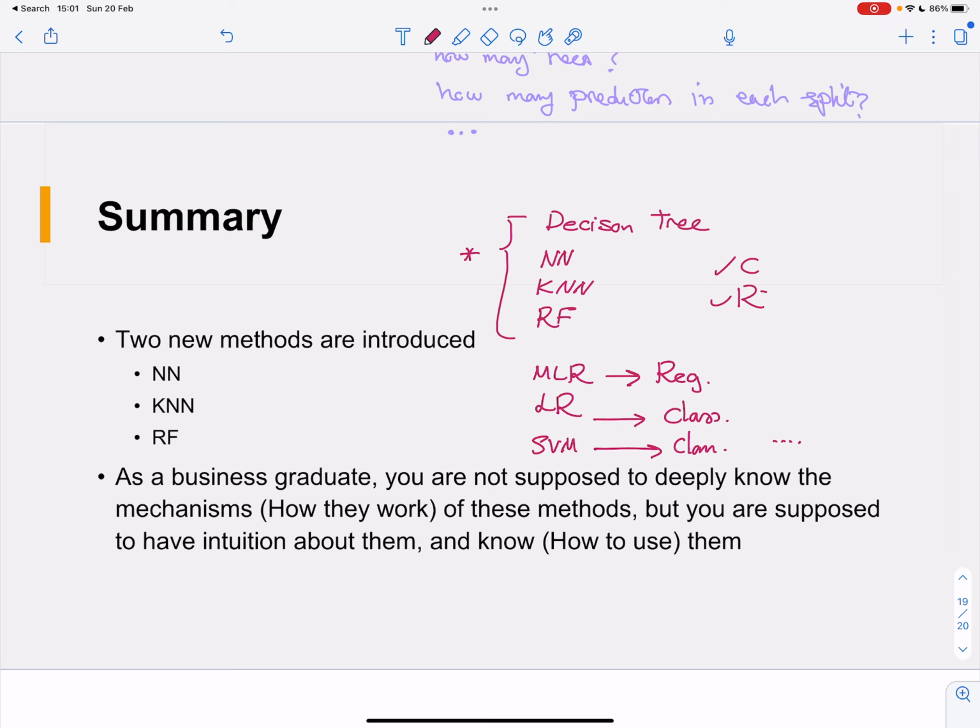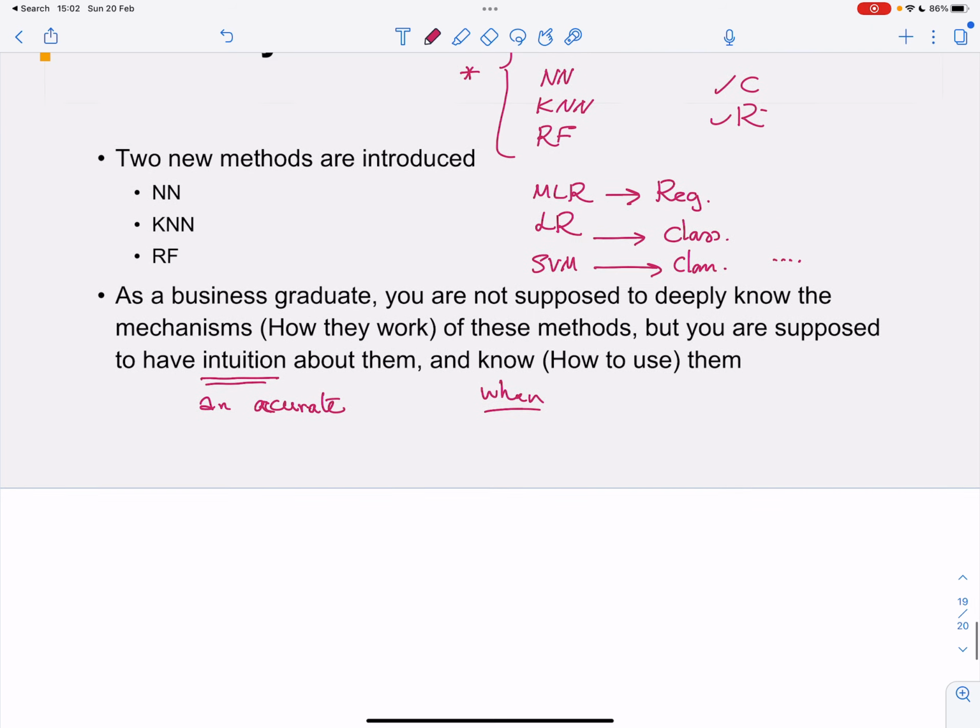As a business graduate, you are not supposed to deeply know the mechanisms or how these methods actually work, but you are supposed to have an intuition, and an accurate intuition about them, and know how and when to use them. And this was the goal of my efforts in this week, in this set of slides.